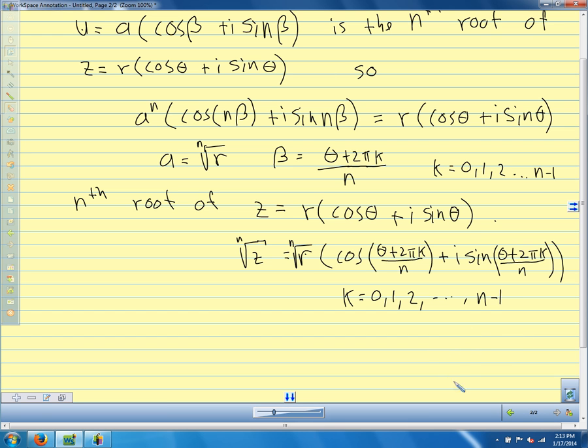All right, so let's look at a couple of examples. Don't get worried about the n's and the k's and all that. It's really not that complicated. So, questions before we go on? And this just comes from thinking about the nth power in reverse.